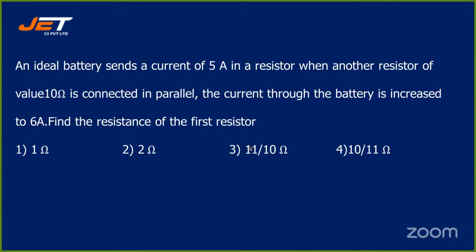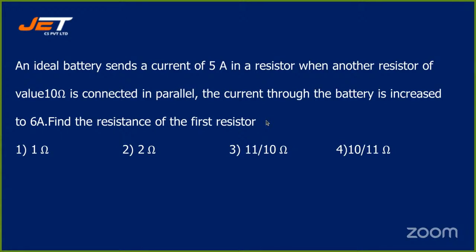The calculation is very simple here. All you have to calculate is R2, right? So from effective resistance, what do you know? 1 by R is equal to 1 by R1 plus 1 by R2, right? You know what is R2? R2 is 10. So what you get? 10 plus R by 10R. So R will be 10R by 10 plus R.